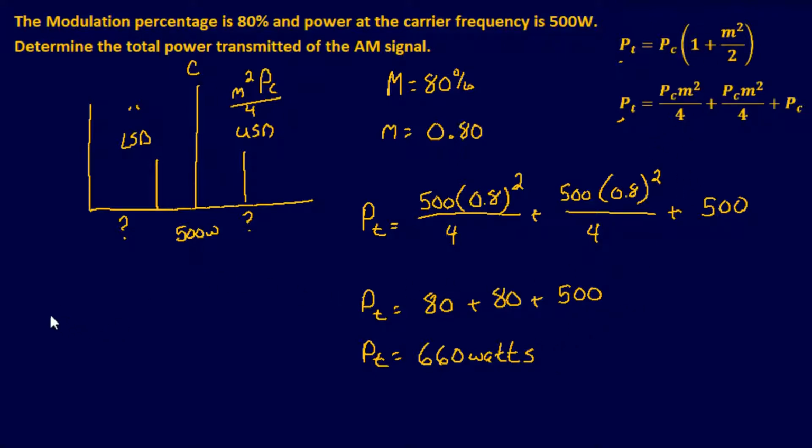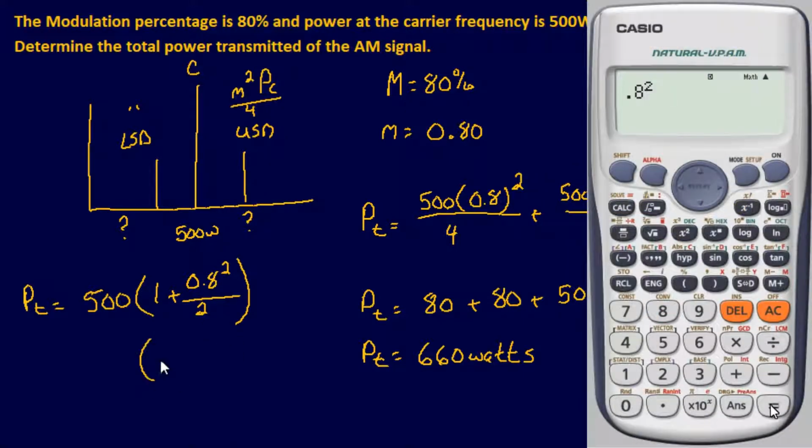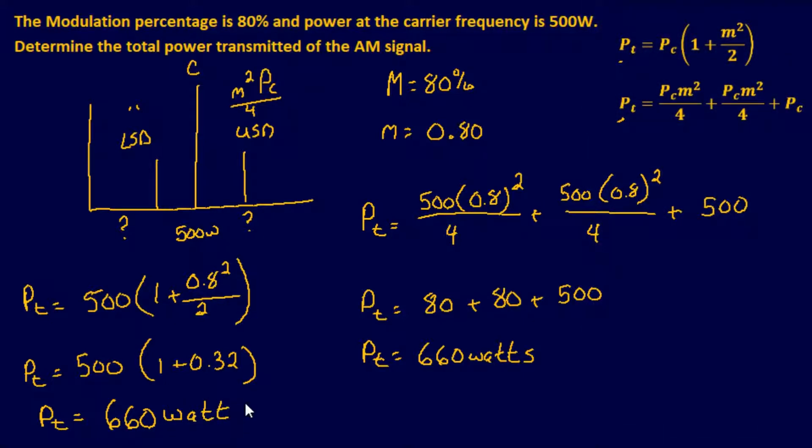Let's use the other one since we got time. So P of T equals 500 watts times 1 plus the modulation index, 0.8 squared, divided by 2. And plug and chug that one in our calculator as well. It's going to be 1 plus 0.32 times 500. So it's going to give us an answer of 660 watts. So the good news is both the equations work just fine, and we're able to find the answer very quickly.